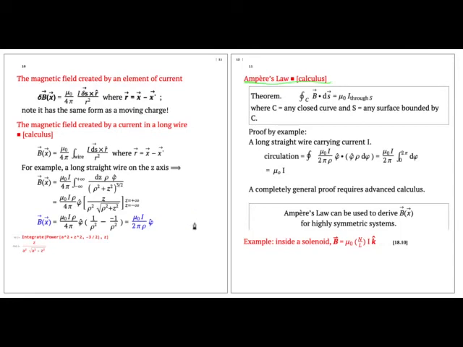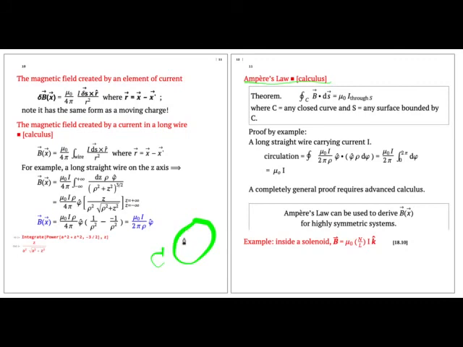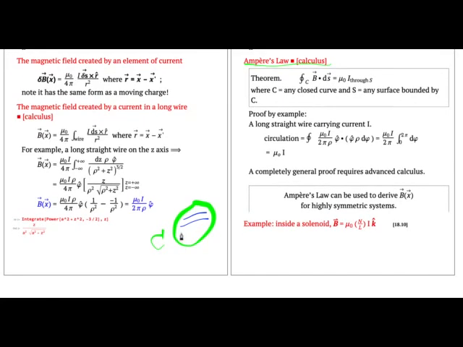So we have some closed curve. That's C. Inside that curve, there's a surface. Put that in a different color. So there's a surface here. There are actually an infinite number of surfaces I could draw. It doesn't have to be a flat planar surface. But anyway, any surface bounded by C. So that's the surface. That's S.